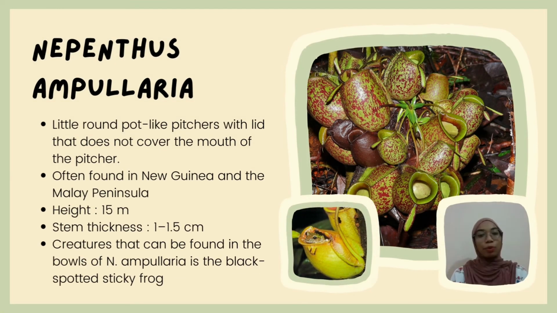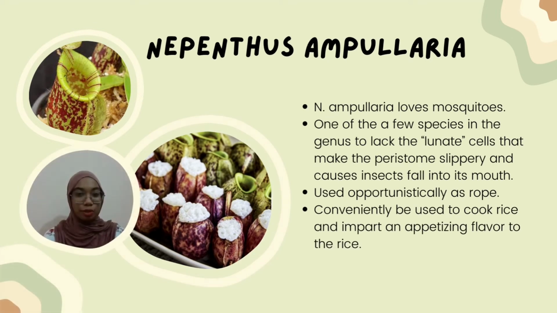Next, Nepenthes ampullaria is a little round pod-like pitcher with a narrow upstanding lip that does not cover the mouth of the pitcher. It is often found in New Guinea and the Malay Peninsula. It can grow to about 15 meters tall with a stem 1 to 1.5 centimeters thick. One example of the creatures that can be found in the bowls of Nepenthes ampullaria is the black-spotted sticky frog.